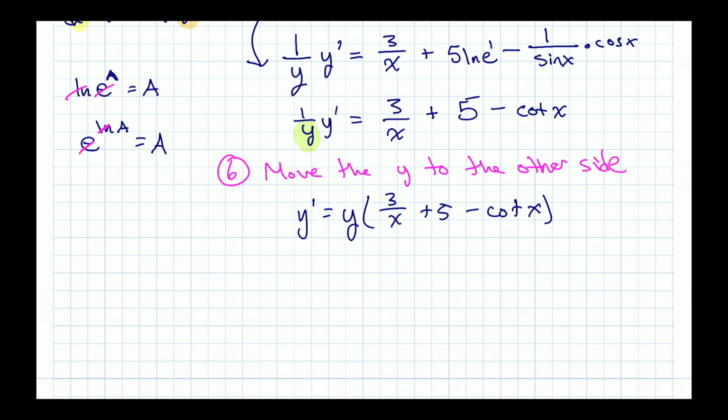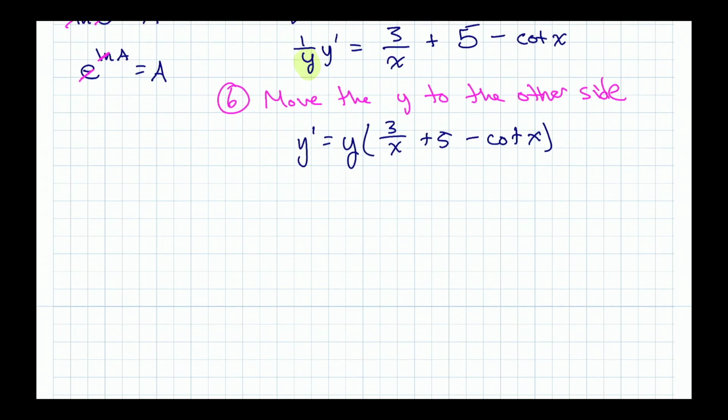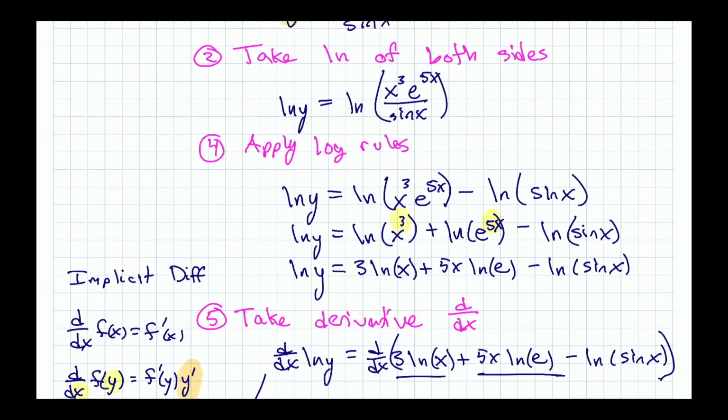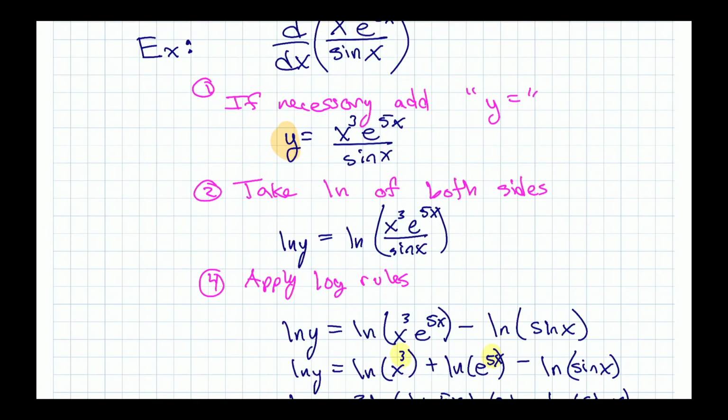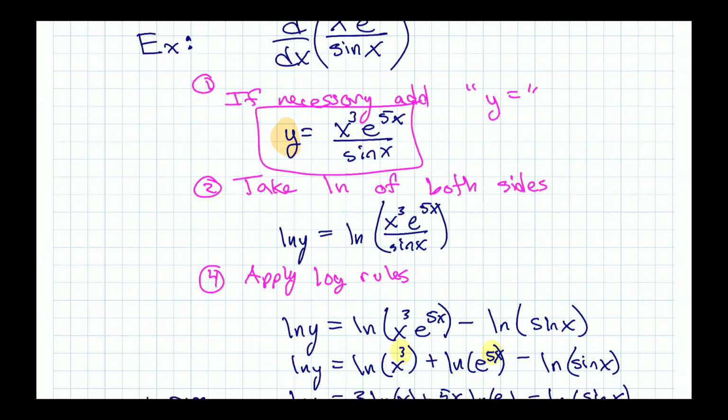That's always going to work like what we just did. And then your last step is really just replace the y with whatever y is. And that's actually really easy too. Just scroll up a little bit and we'll see what y is. So we scroll up, and well, right here, there's your y. It's x cubed e to the 5x over sine x. It's what you started with.